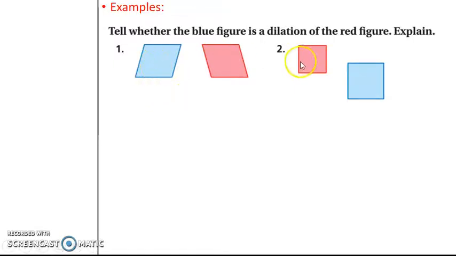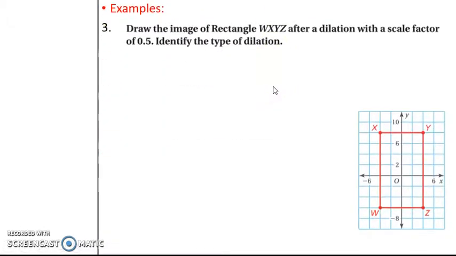All right, number 2. Did the blue figure get bigger than the red figure? Yes. Are they both squares? Yes. So they are the same shape, different sizes, so this one is a dilation. All right, let's get started on example 3.